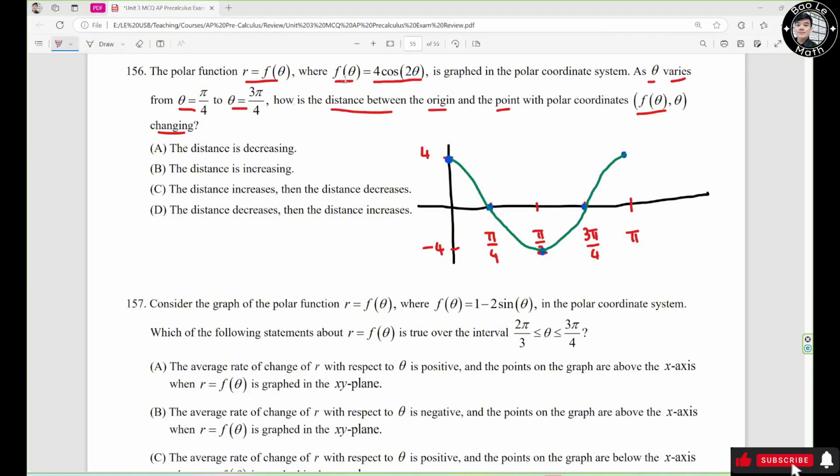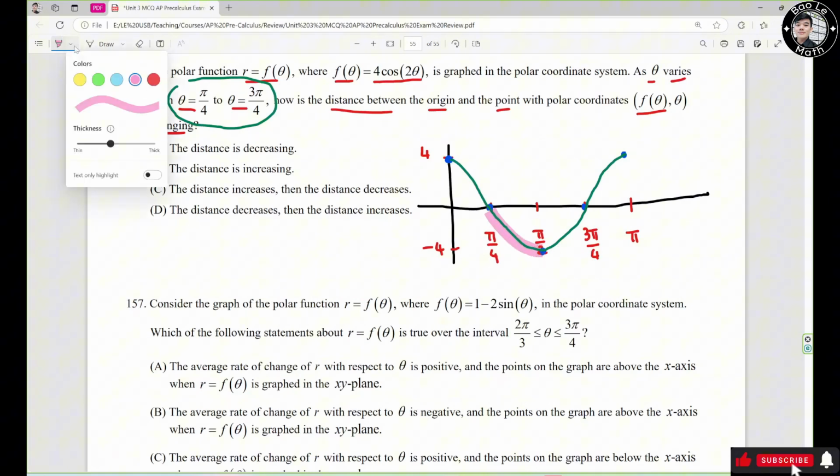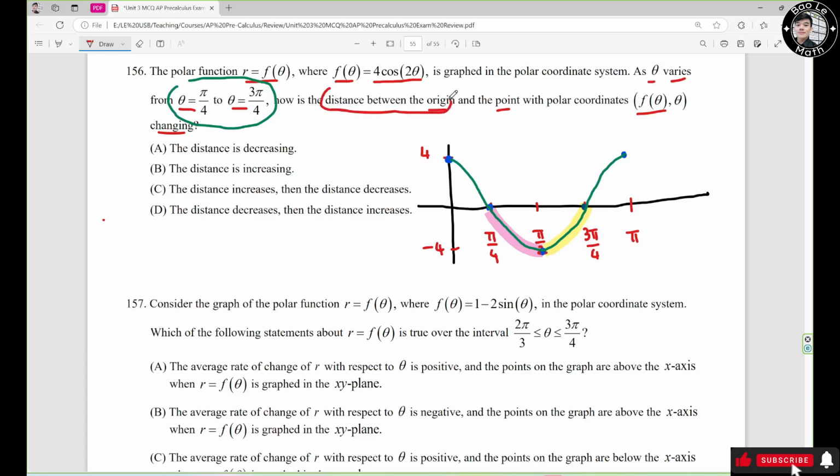Alright, so here's the graph of f of theta equals 4 cosine 2 theta, right? Now, we need to check this interval right here, from pi over 4 to 3 pi over 4. So I'm going to look at this one. It's going to be two intervals: from pi over 4 to pi over 2, right? And another interval, it should be from pi over 2 to 3 pi over 4, right? Now, the question is, how is the distance between the origin and the point changing, right? So we need to compare the radius from this interval to the origin, right?